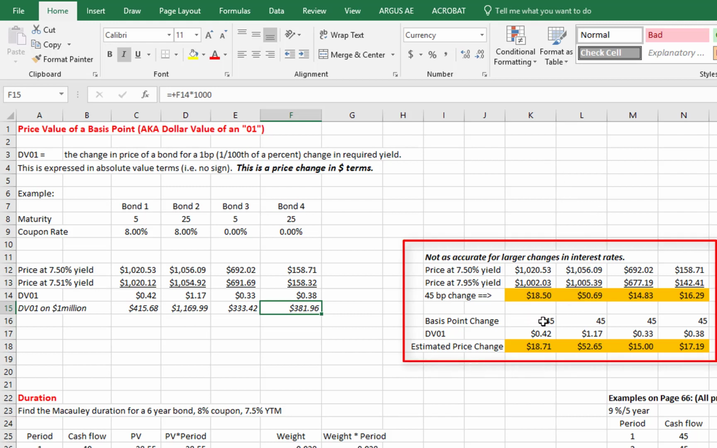The point I was making just a few minutes ago, that's accurate for small changes. If we looked at a bigger change, such as a 45 basis point change, here I'm doing the actual change in price.